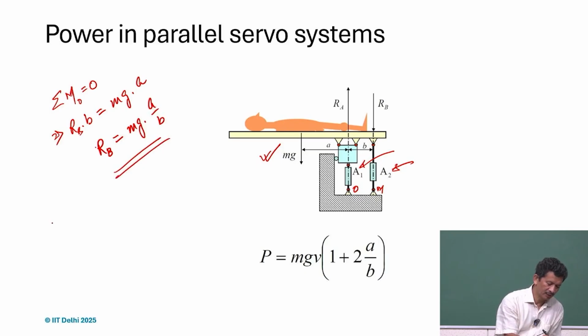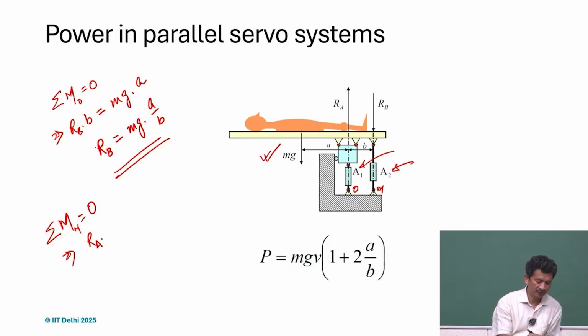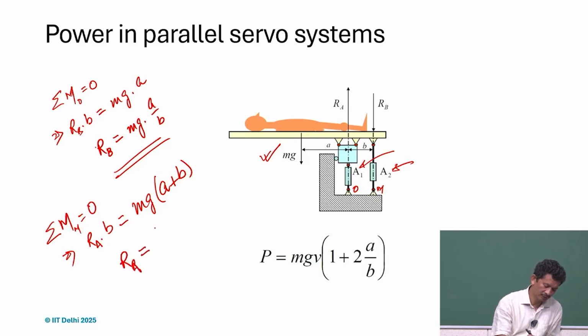Similarly, if we do the moment balance at M, which has to be 0, then we realize that RA times B is equal to mg times (A plus B). So this will give us RA equal to mg times (1 plus A by B).